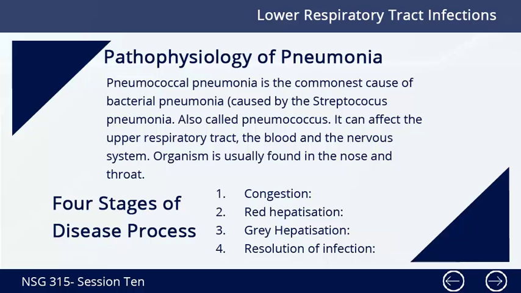Number 2, red hepatization. This is a massive dilation of the capillaries. Alveoli are filled with organisms, neutrophils, red blood cells, and fibrin. The lungs appear red and granular, like the liver. Thus, the process is called hepatization.